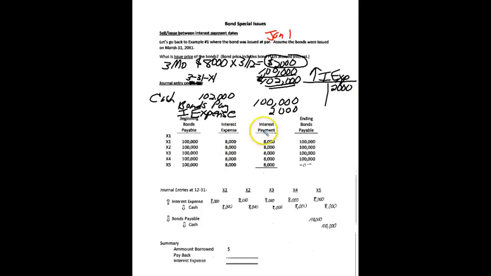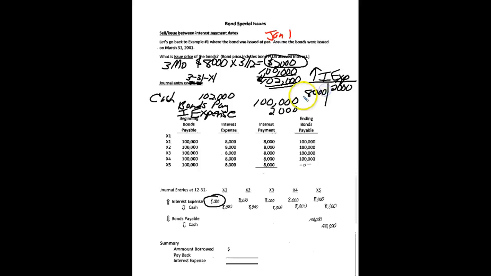Okay, so here's the amortization schedule for the bonds. That has not changed from our example number 1. This is what we saw in the earlier recording. And there would be interest expense and cash paid throughout. And so these would have been the journal entries. So in this first year, there would have been a debit to interest expense of $8,000.